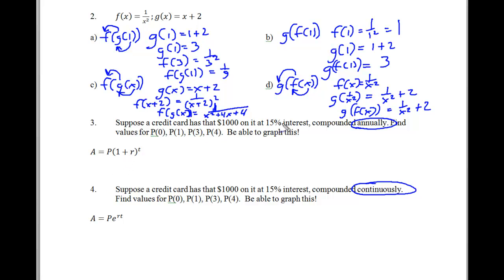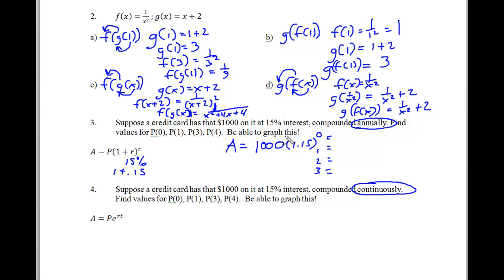$1,000 at 15% interest is going to look like this. A is equal to $1,000, because that's the principal, and then 15% interest, 1.15, because 15% plus 1 is 1 plus 0.15, so that's 1.15. And then you do that for the 0 power, then for the first power, the second power, and then the third power. Now, it's easy to do this on the calculator, and I'm going to show you how to do this and get your 4 answers quickly.